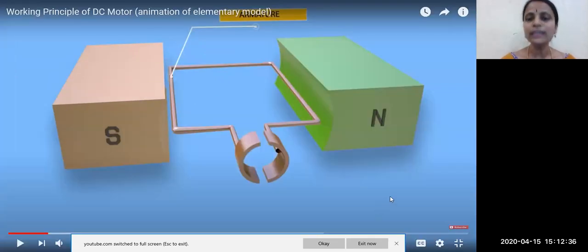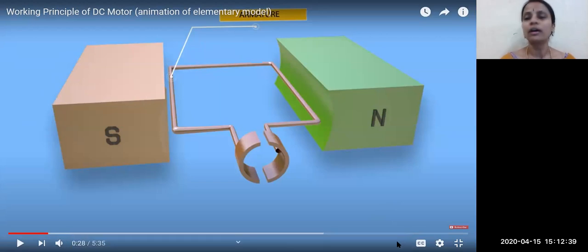This is actually the setup of a DC motor. You see the pole pieces of a very strong magnet. Pole pieces mean the north pole and south pole of a magnet, right? So you have it, and in between that you have a rectangular coil of wire. We are seeing only one turn of such wire, and this rectangular coil is what we call the armature. The armature is basically the rectangular coil of wire.